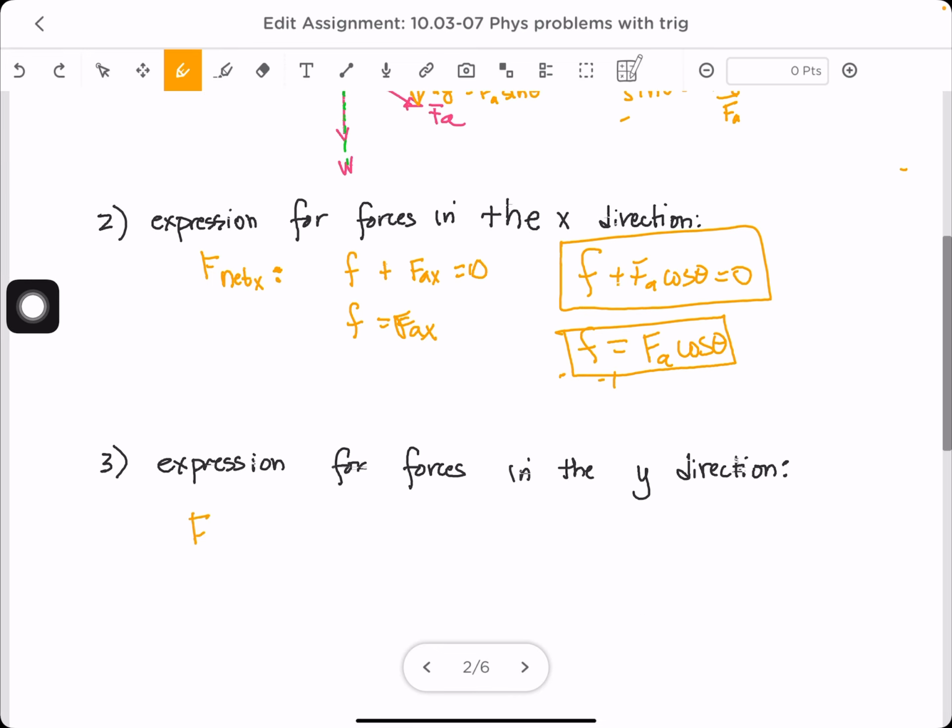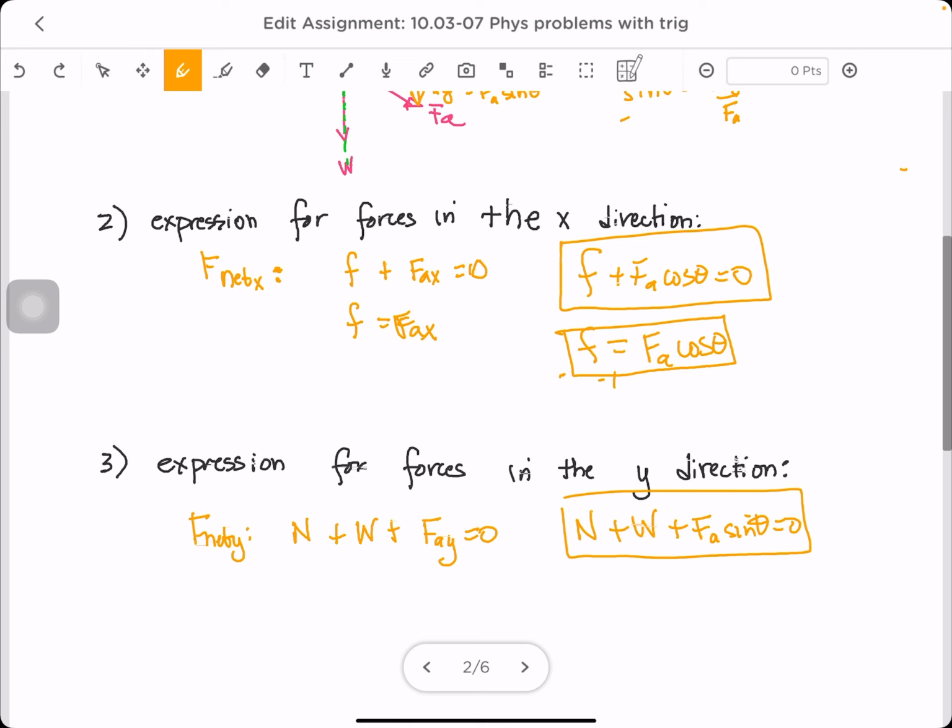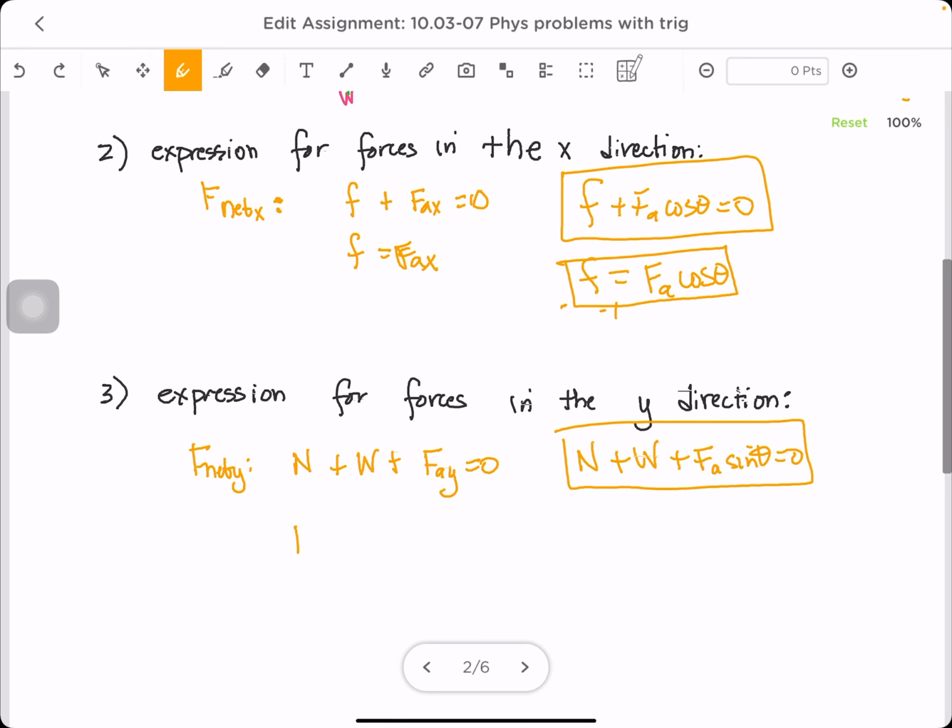So F net in the Y direction is normal plus W plus FAY is equal to 0. If I do it that way, then I'm going to have N plus W plus FA sine theta equals 0. That would be one possibility. The other would be N is equal to W plus FAY, and that would be N is equal to W plus FA sine theta. And that's the other possibility.